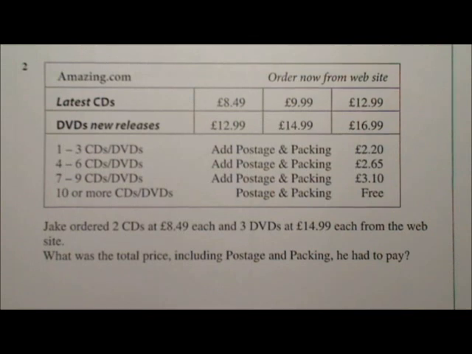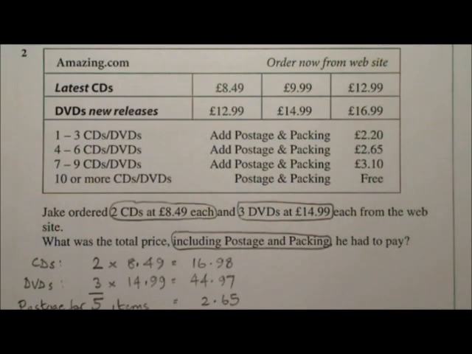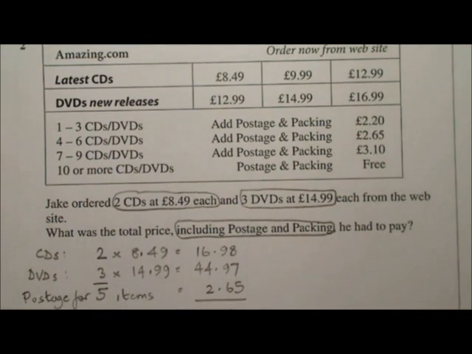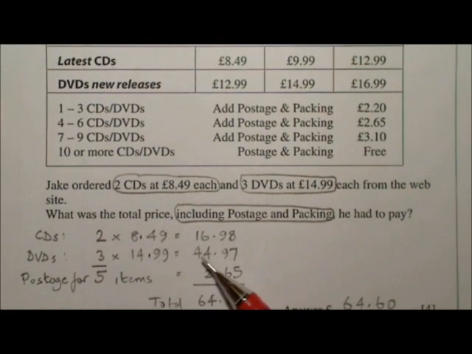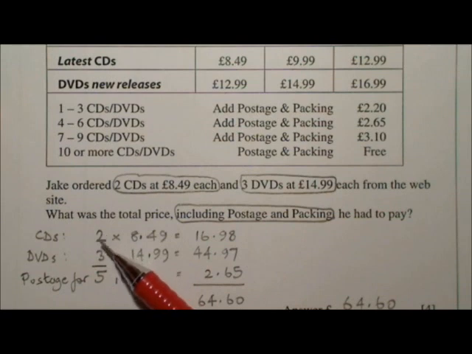Okay, so try question 2, and we'll go through it in a few seconds. Okay, so for question 2, we're told it's 2 CDs at £8.49 each. So we can use your calculator to work that out, £16.98. Then they bought 3 DVDs at £14.99 each. Again, it's a calculator paper, so you can use your calculator. And that's £44.97. So 2 plus 3 is a total of 5 items.